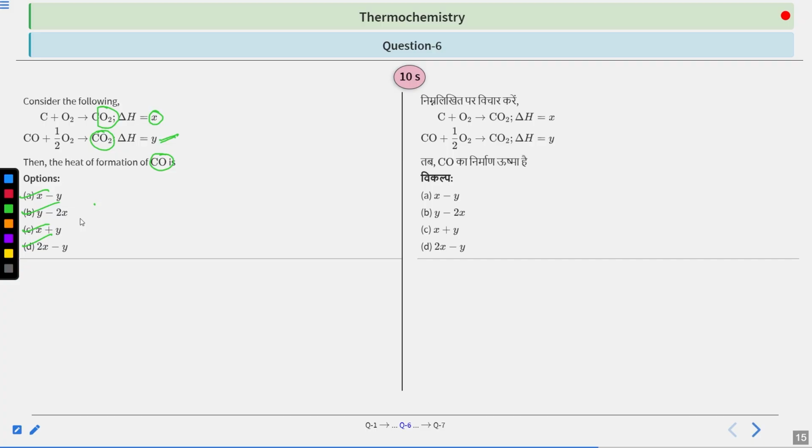Now, second thing you should notice is what we have to do in this question. So you have to rearrange this question such that you get the heat of formation of CO, and CO is formed from carbon and oxygen only. Okay. So accordingly, you will rearrange this, and you will get the heat of formation for CO. So first try to write the equation for formation of CO, and then try to get it from these two equations. So your 10 seconds to solve this question starts now.